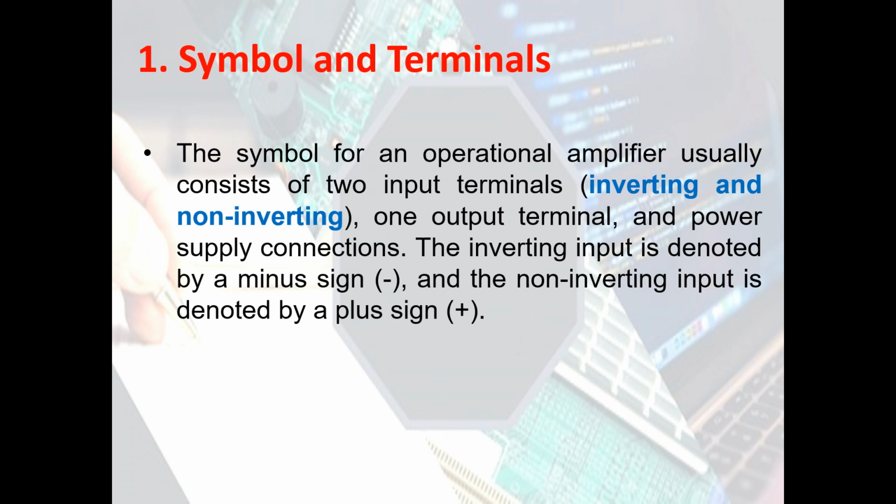The symbol typically consists of a triangle which represents the amplifier with two input terminals, inverting and non-inverting, and one output terminal. The orientation of the triangle indicates the input and output polarity relationships. The terminals of an op-amp symbol represent the physical connections to the external circuit. These terminals define how the op-amp should be connected within the circuit for proper operation.